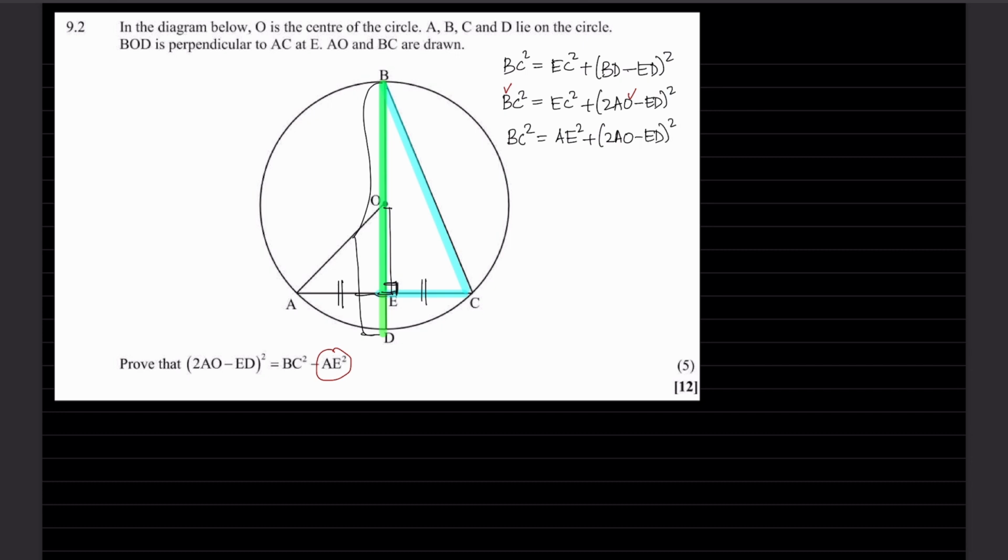Let's just rearrange this now. So BC squared minus AE squared is equal to bracket 2AO minus ED all squared.